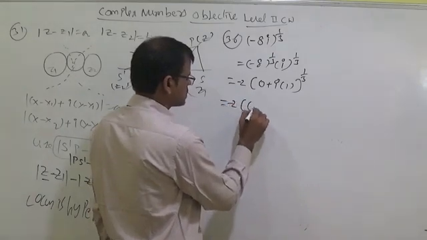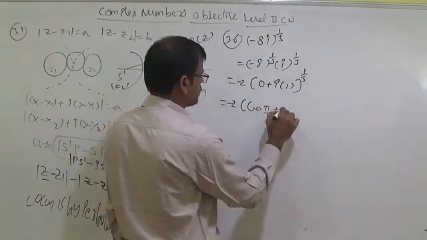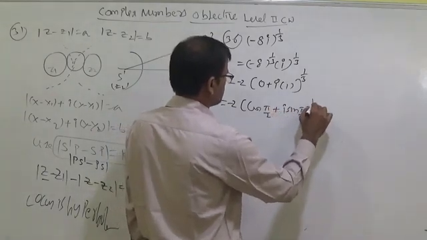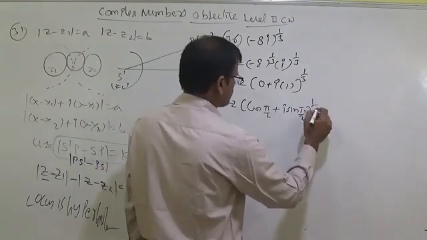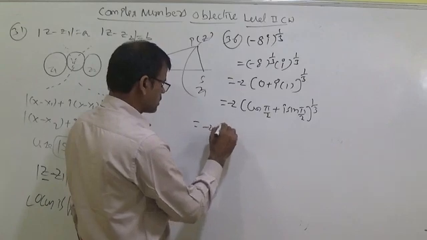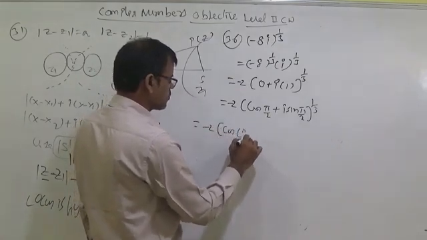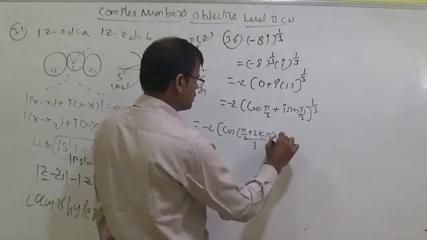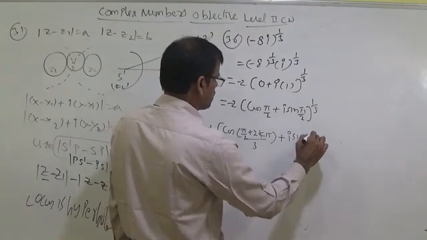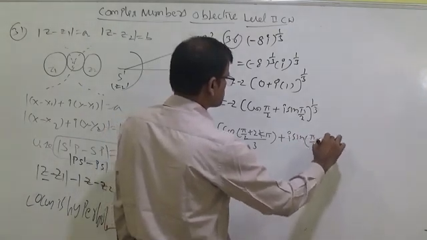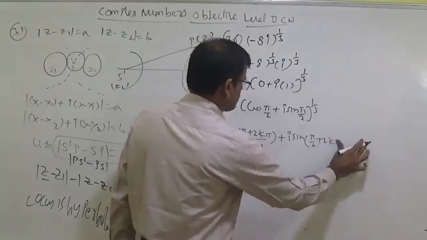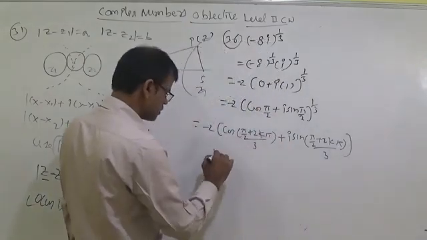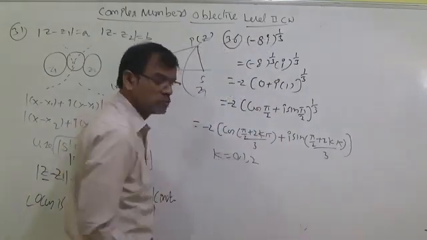Write like this: this can be written as cos pi by 2 plus i sin pi by 2, whole power 1 by 3. Use the formula cis theta. Minus 2 into cos of pi by 2 plus 2k pi by 3 plus i sin of pi by 2 plus 2k pi by 3, where k is equal to 0, 1, 2.